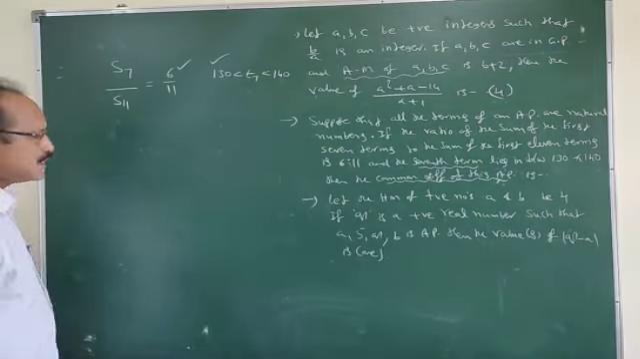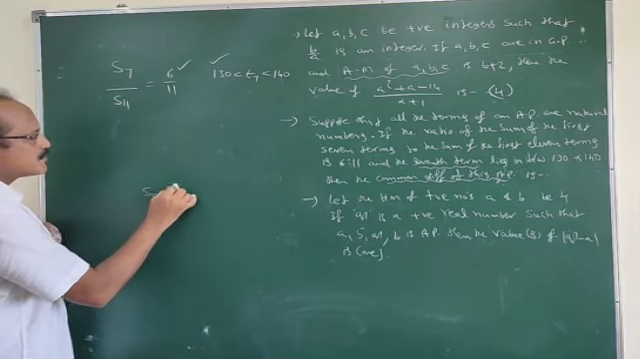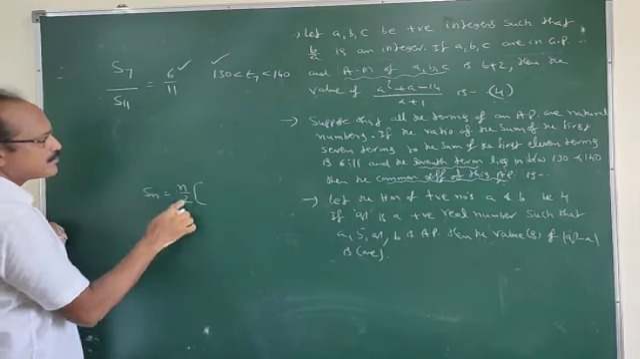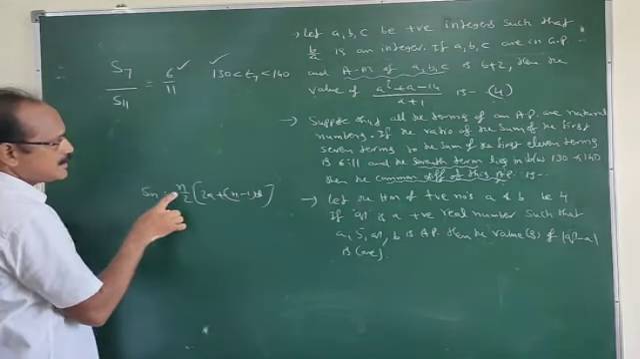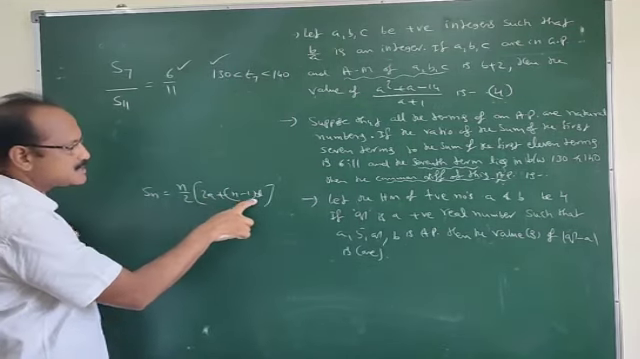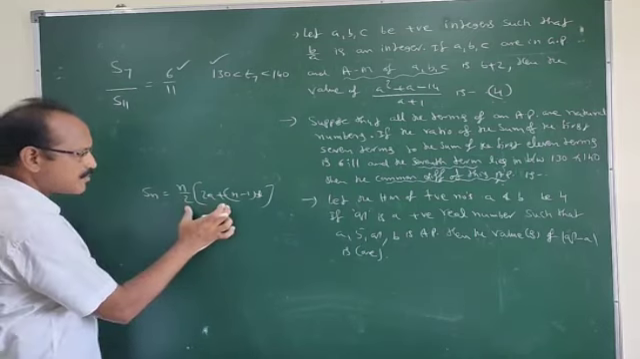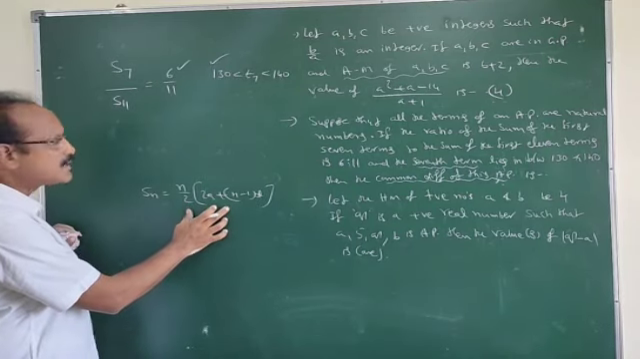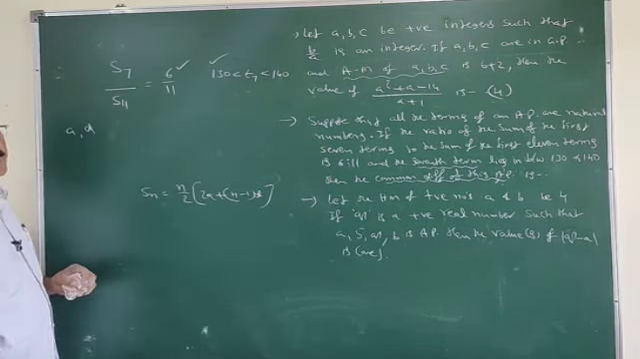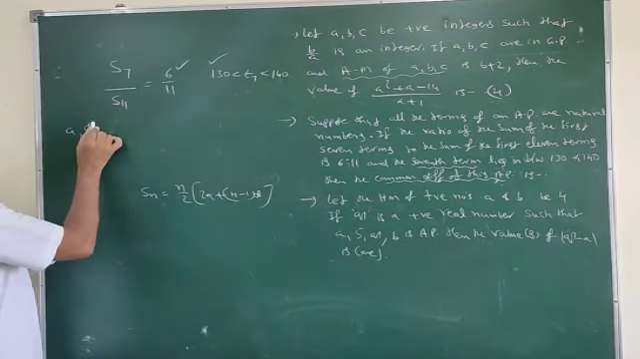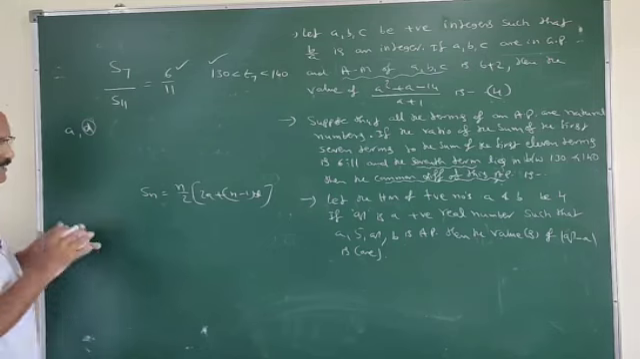As you know, the sum to n terms of an AP is given by the formula n by 2 into (2a plus (n minus 1) into d), where n is the number of terms, a is the first term, and d is the common difference. I am using this formula for the sum to n terms. Let the first term of the AP be a and the common difference be d, right? Our aim is finding the common difference value.